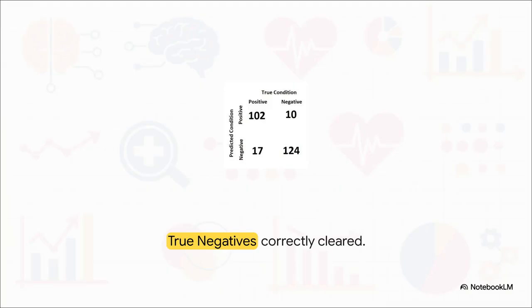And if we slide diagonally down to the bottom right, we find the true negative quadrant. Here we see 124 people correctly diagnosed as not having the disease. The test said negative, and reality was negative. These are the folks who get to go home with total peace of mind.